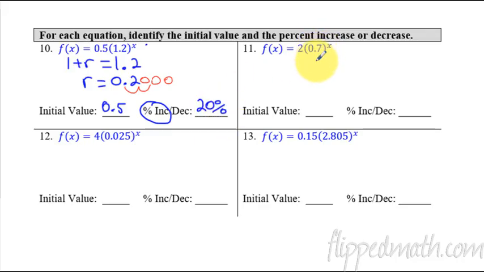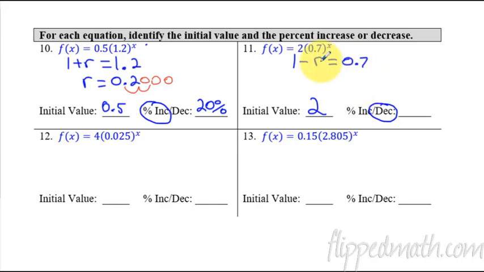Next, f of x equals 2 times 0.7 to the x. My initial value is 2. This base is below the number 1, so it must be decreasing. It's getting smaller, so I'll circle this right here and remind myself it is a percent decrease. So now I say 1 minus r is going to equal 0.7.